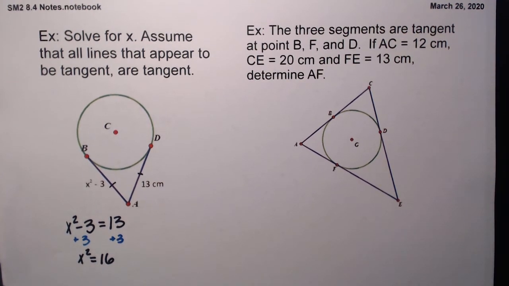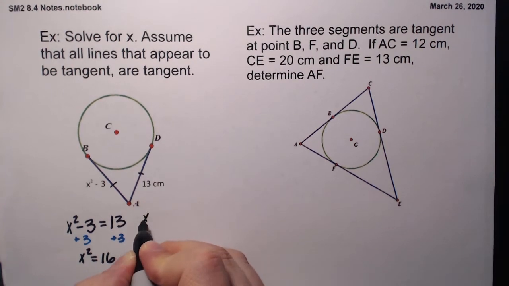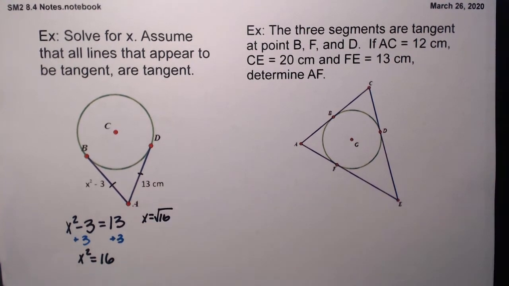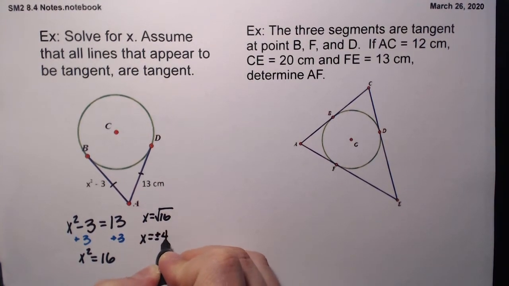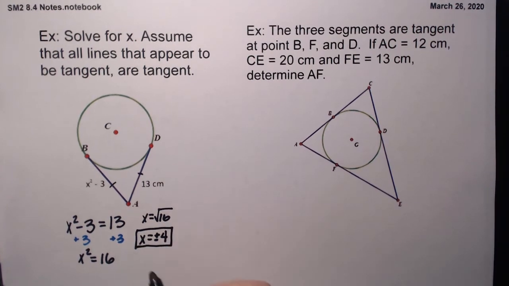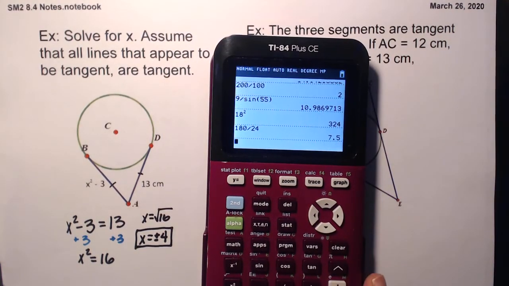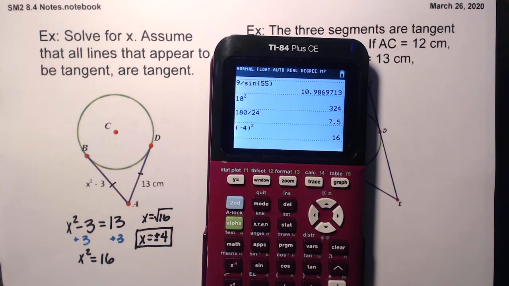Then I take the square root to undo the squared. The square root of 16 is plus or minus 4. My calculator is only going to tell me the positive 4, but I have to recognize that if I take negative 4 and square it, that also gives me 16. So I have to be smarter than the calculator.